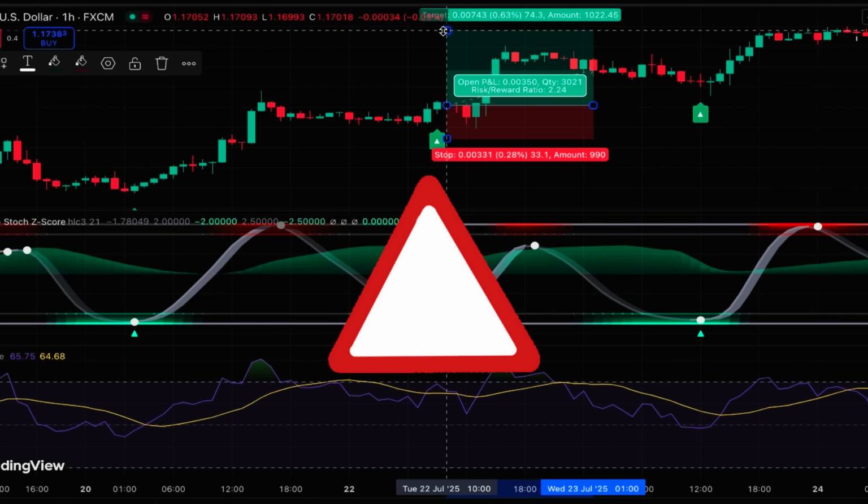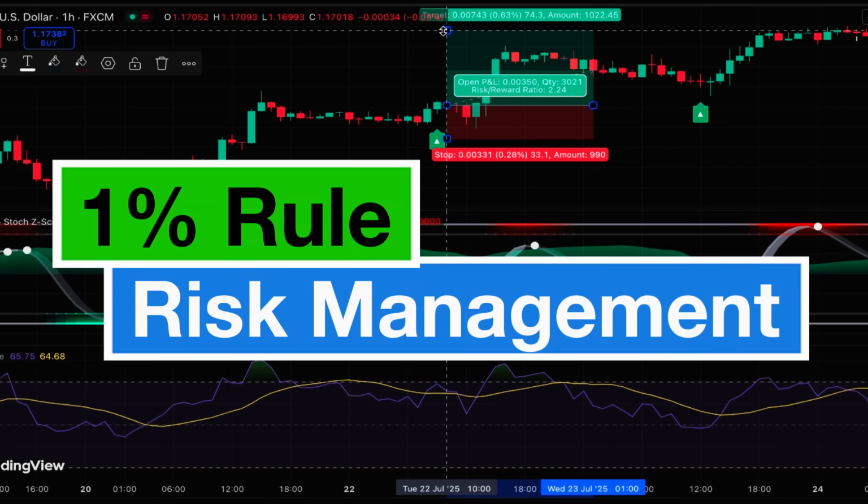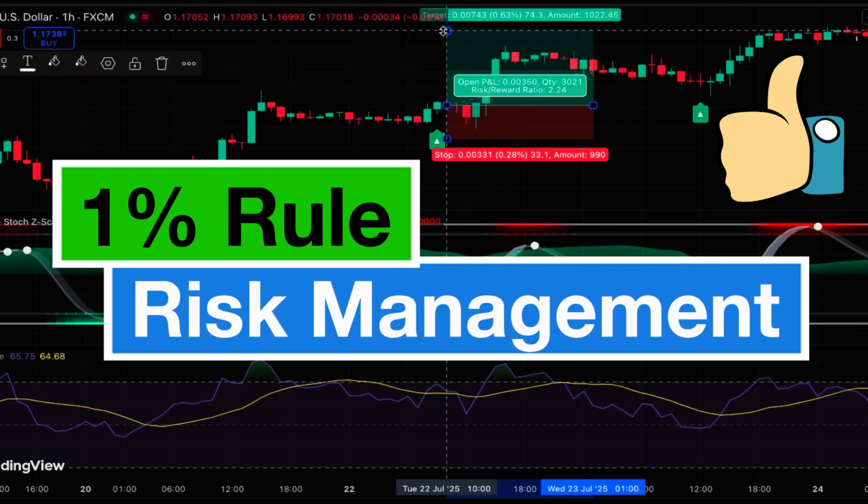And another important point is risk management. There is no trading strategy with guaranteed signals, and losing positions are always part of the game, so you need to manage your risk properly. 1% rule is the best risk management strategy and recommended by professional traders. I have a complete guide on this. The link is also placed in the description, and I highly recommend you to watch it, because without a proper risk management strategy, you cannot become a consistently profitable trader.